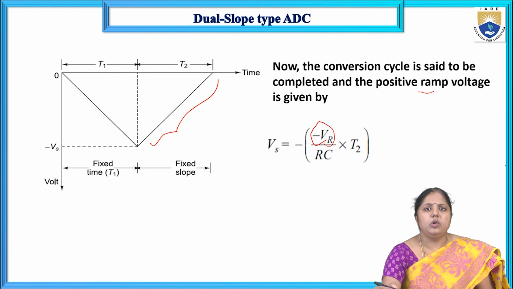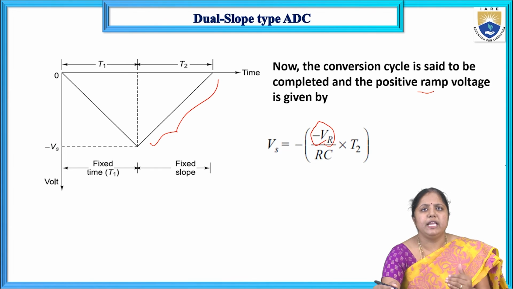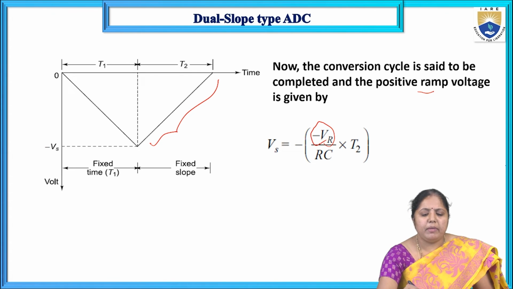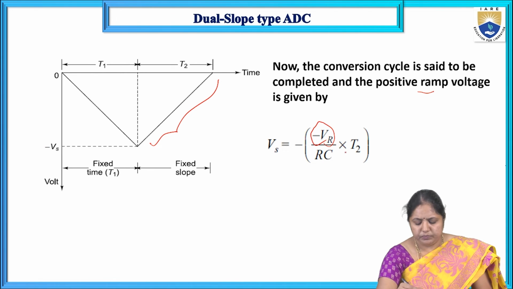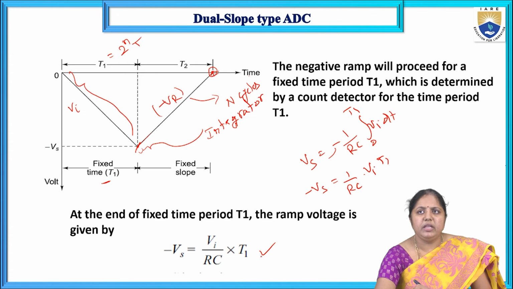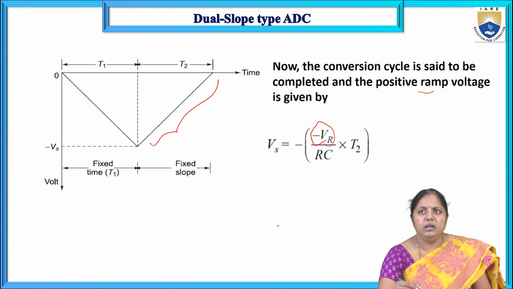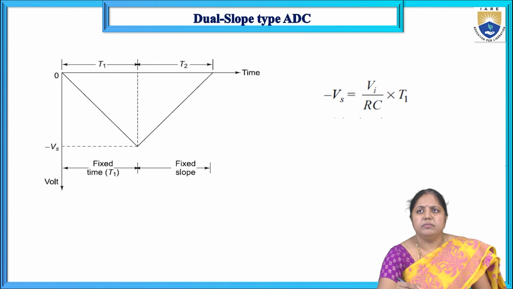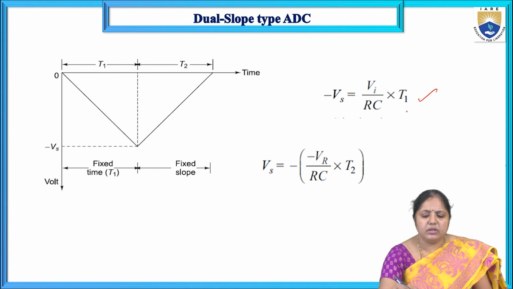At that time, the output of the integrator is equal to minus 1 by Rc into the integral of minus Vr dt. This is the final expression of Vs: Vs equal to minus Vr by Rc into T2. So in the previous case and the present case, both are the Vs terms. Right? Both are the Vs terms. Now I can equate both the equations.